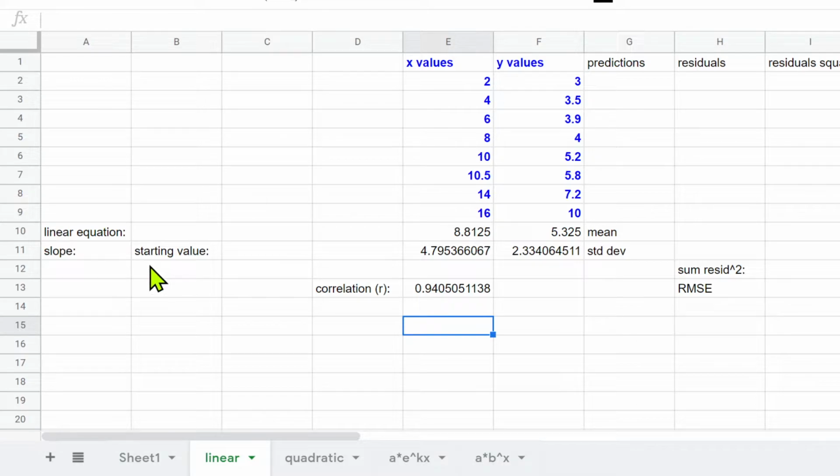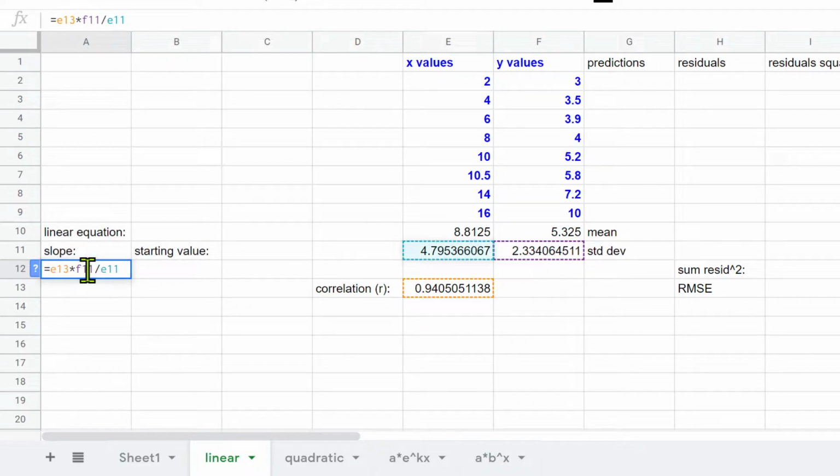It's 0.94. So when you calculate the slope, like I said a moment ago, it's the correlation times the standard deviation of y divided by the standard deviation of x. The correlation is right now in cell E13. Times, what do we want? The standard deviation of the y, that's F11. Divided by the standard deviation of the x, which is E11. There is the slope of our linear equation that best runs through this scatter plot.